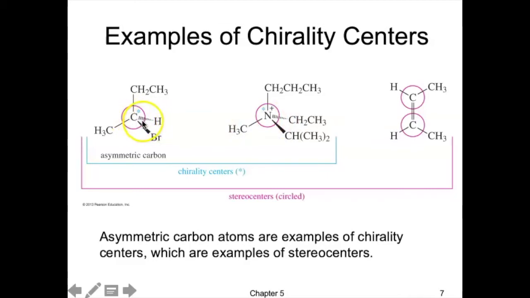You'll notice that it's bonded to four different things, right? So if I'm that carbon and I go one atom out, I see an H in one spot, I see a Br in another, I see a CH2 in another, and a CH on another. So that's an example of a carbon that is bonded to four different things, otherwise known as an asymmetric carbon.